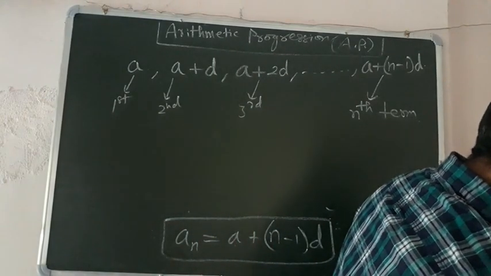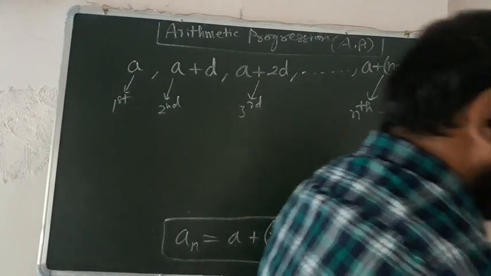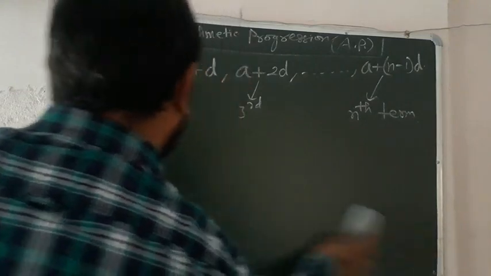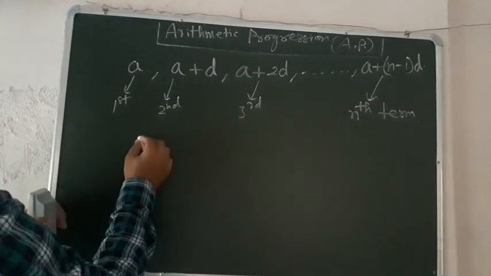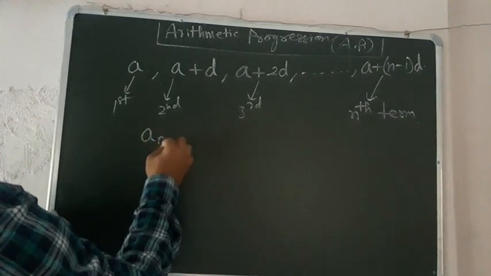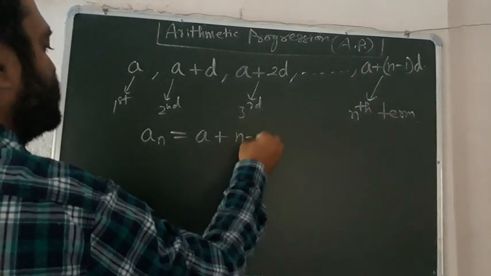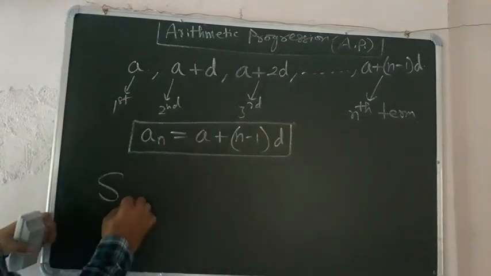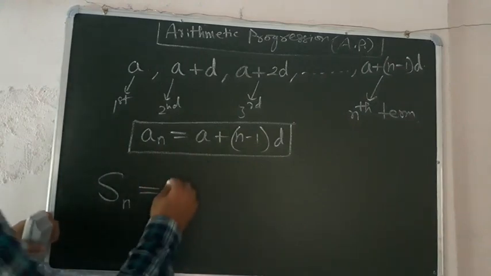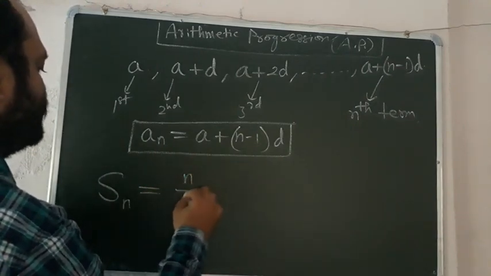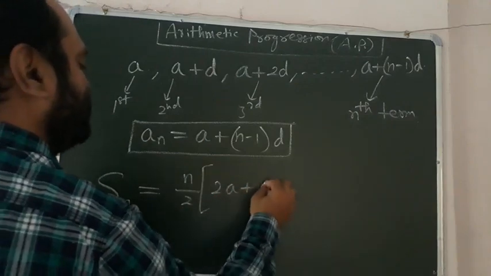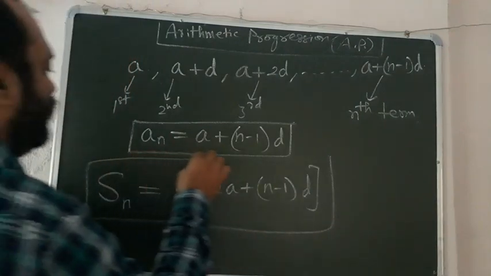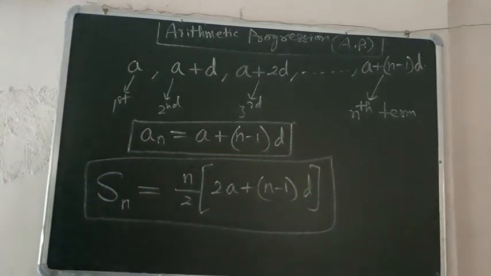It is very easy to understand the meaning of AP, and you should know the formula of Sn. Sn means the sum of n terms. As you know, its general term formula is A plus n minus 1 into D, right? And the formula of the sum of n terms of an AP is n by 2 into 2A plus n minus 1 into D. You have to remember this formula for the sum of n terms of an AP.